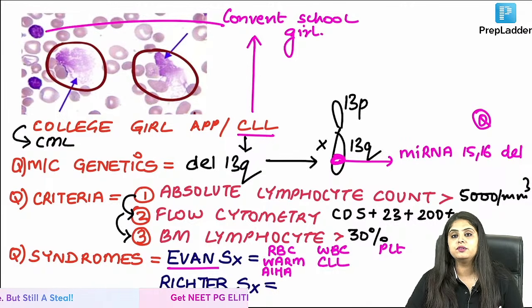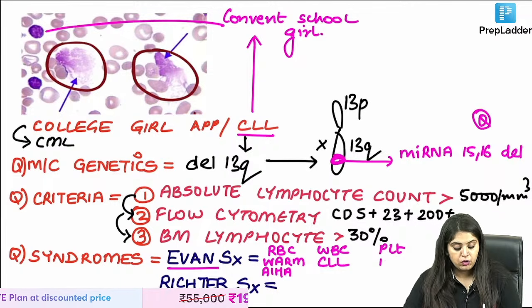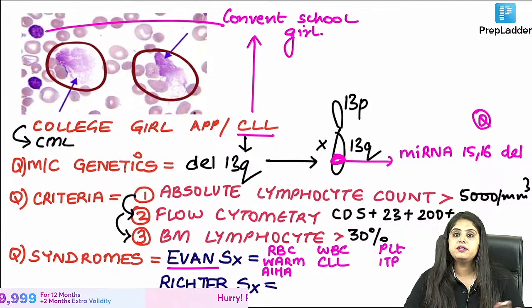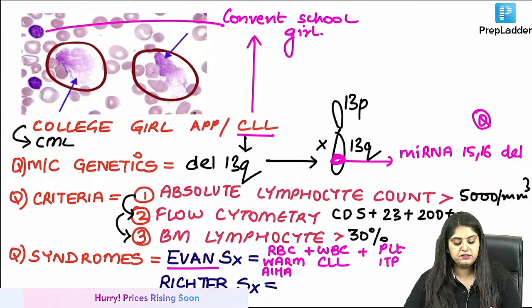Because this mnemonic is universally known. Warm is garam, IgG antibody causes it. And along with that, if the platelet count goes down, that is ITP, that is going to be a case of everyone gone. Everyone means Evans syndrome.